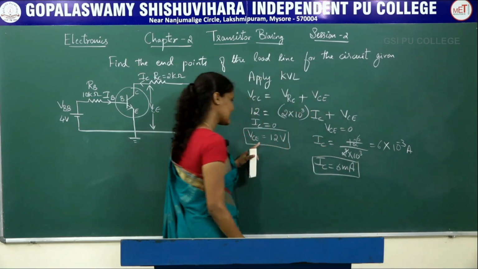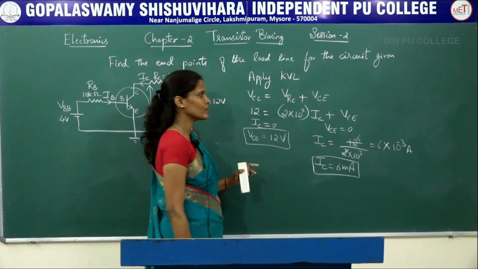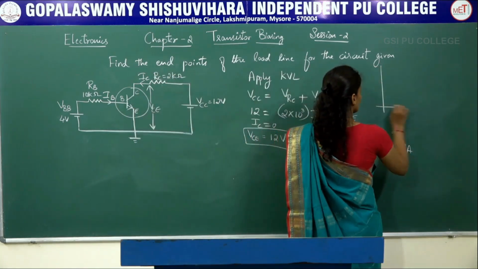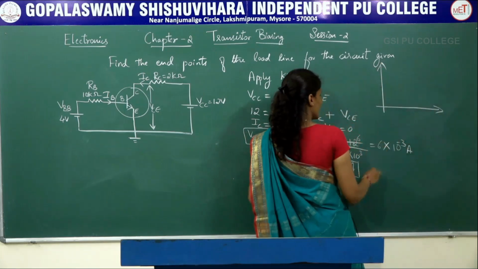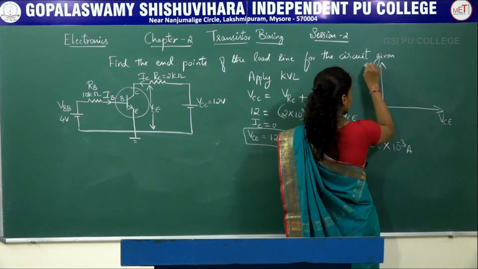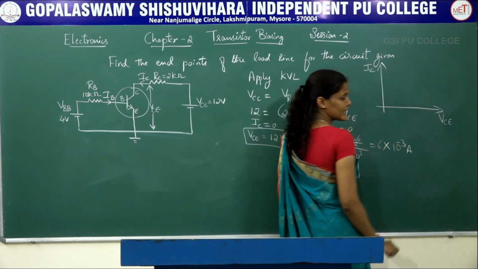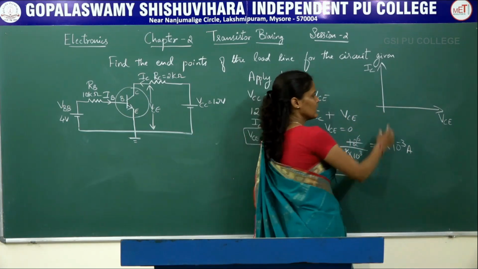So the voltage value is 12 volts, and the current value is 6 milliamps. So let us try to draw the end points of the DC load line. This is VCE and this is IC. So VCE will be in the region, cutoff region.